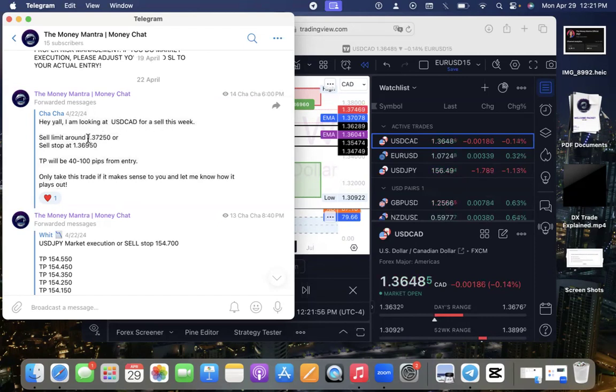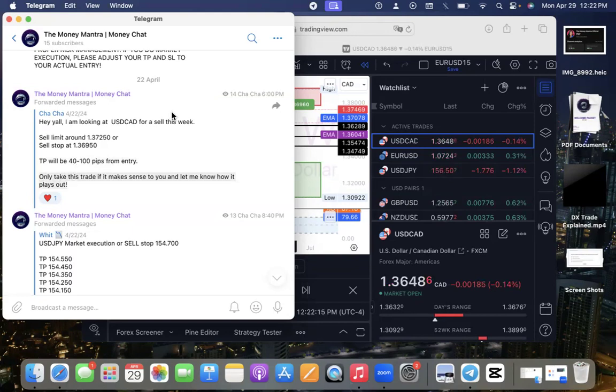I gave my students a potential sell limit entry, and also a sell stop entry as well. These are just two different types of pending orders. I also recommended that they set their take profits about 40 to 100 pips from their entry. And as always, I encourage them to only take the trade if it made sense to them.